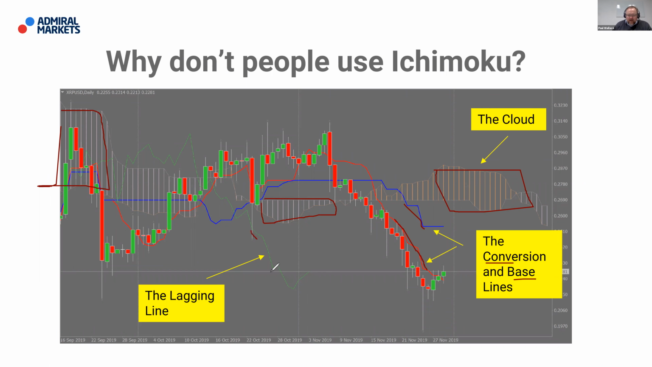And then the green line here is the lagging line. And as you can see, it's lagging a fair amount behind price. And as I said, I'll explain a little bit about that.